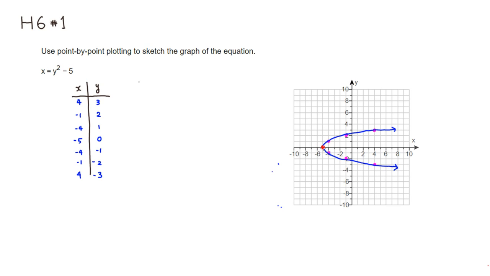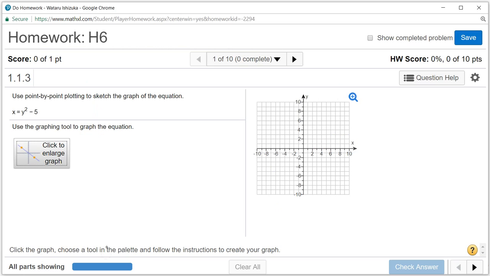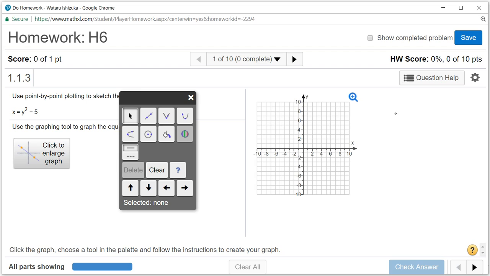So I'm going to use a couple of points to sketch the picture. I'm going to use this vertex right there, and we can use another one. I'll probably use this one. Alright, this point. So I'm going to use two: negative 5, 0 and negative 4, 1. I'm going to use these two points to sketch the picture. Alright, so let's draw a picture here. I'm going to use this tool right here. Alright, so click on that.